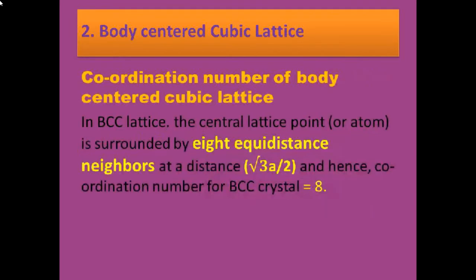Now we are going to see the coordination number of body centered cubic lattice. In body centered cubic lattice, the central lattice point or atom is surrounded by 8 equidistant neighbors at a distance root 3 a by 2, and hence the coordination number of BCC crystal is equal to 8. Remember this number 8 for body centered cubic lattice.